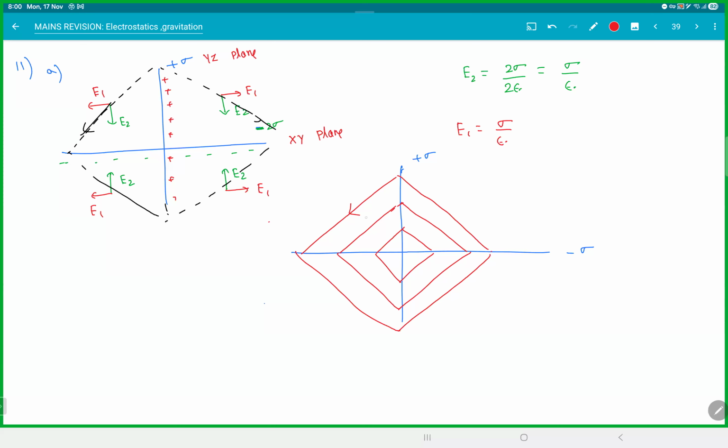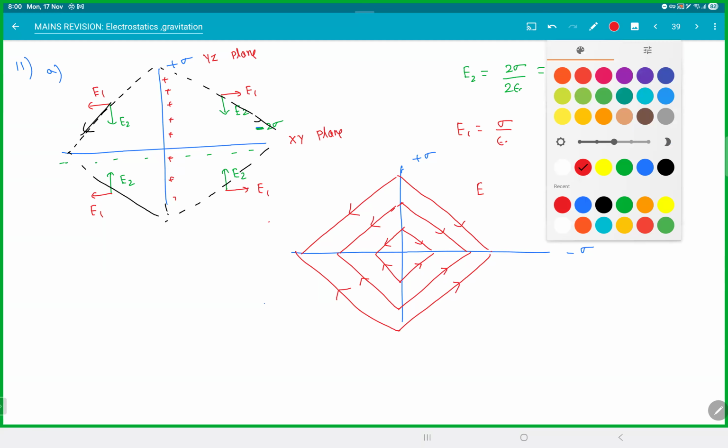The directions will be... I wrote it wrong. Wait, this is this way. This way, they should go towards the negative. Perfect. That is your field lines, everyone.